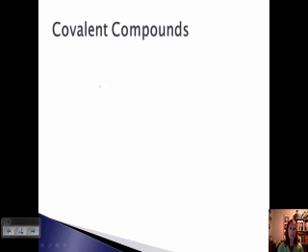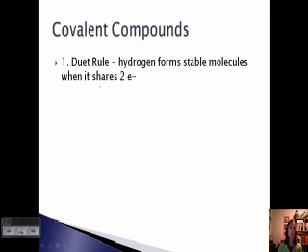Ionic compounds, we don't normally draw Lewis structures, so let's get into what we normally use, which are covalent compounds. Couple rules you need to follow. First is the duet rule. This says that hydrogen forms stable molecules when it shares 2 electrons. Because if you look at where hydrogen is, it only needs to take on 1 more electron to be like helium, which is its noble gas electron configuration. So hydrogen is a little bit different than pretty much all the rest.